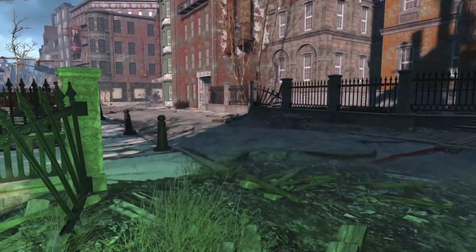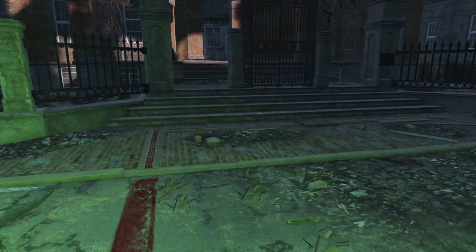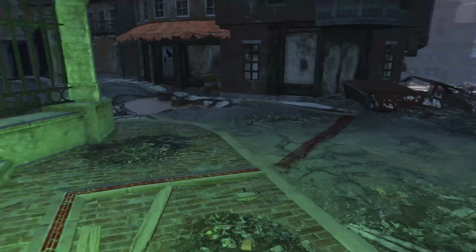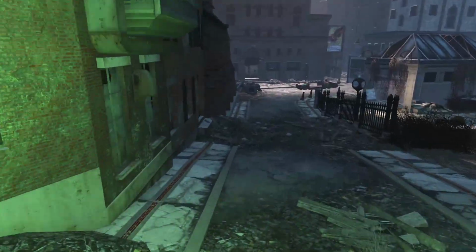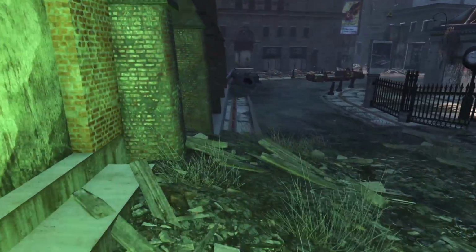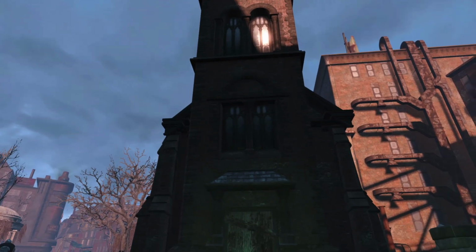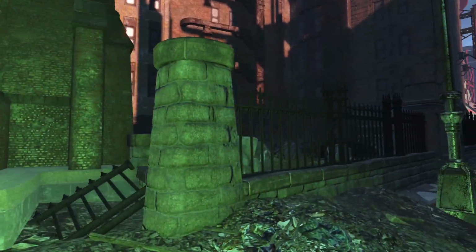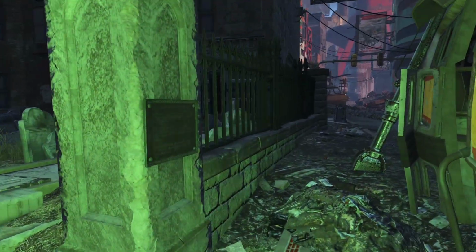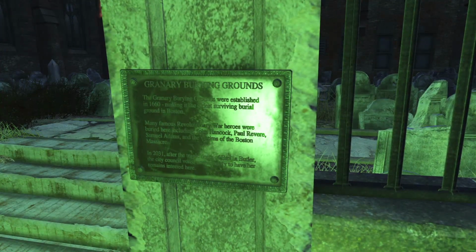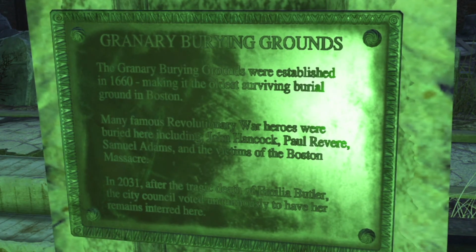Our next date also comes from Boston, from Fallout 4, and it's the Granary Burying Ground. This is established in 1660, which does match reality. According to Wikipedia, the Granary Burying Ground in Massachusetts is the city of Boston's 3rd oldest cemetery, founded in 1660 and located on Tremont Street. What we get in Fallout is another placard. This one says the Granary Burying Grounds were established in 1660, making it the oldest surviving burial ground in Boston.